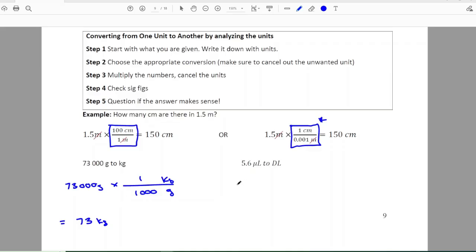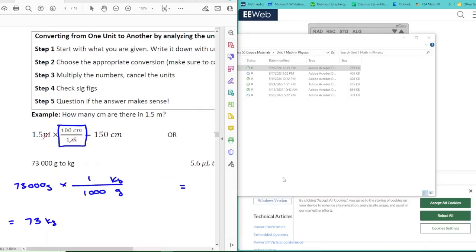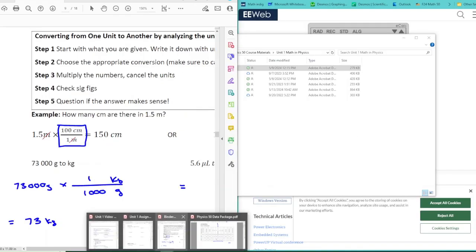All right, what about microliters to decaliters? So this one, I actually do need that formula sheet beside me because I don't know all of them.